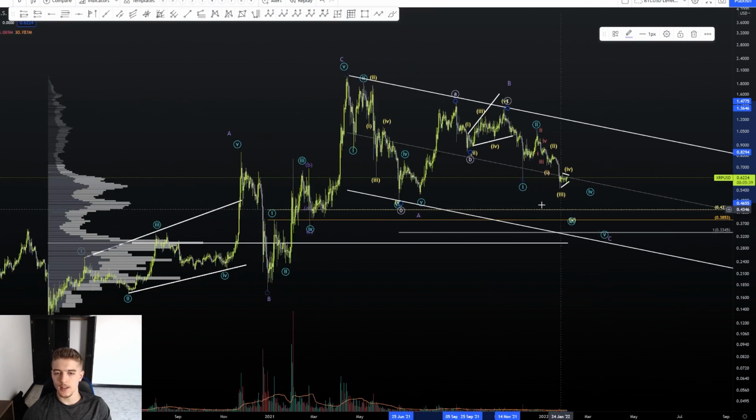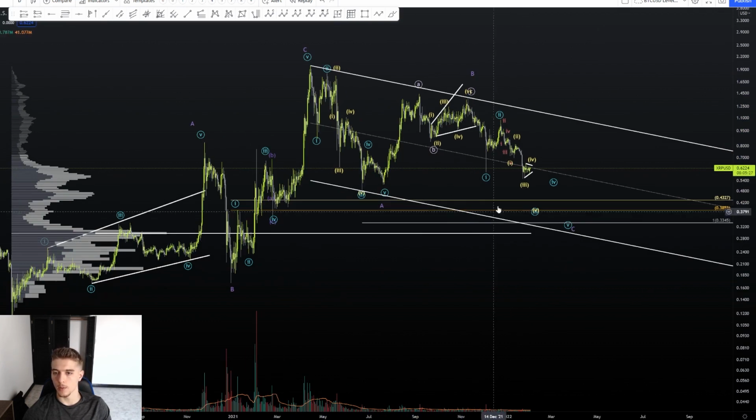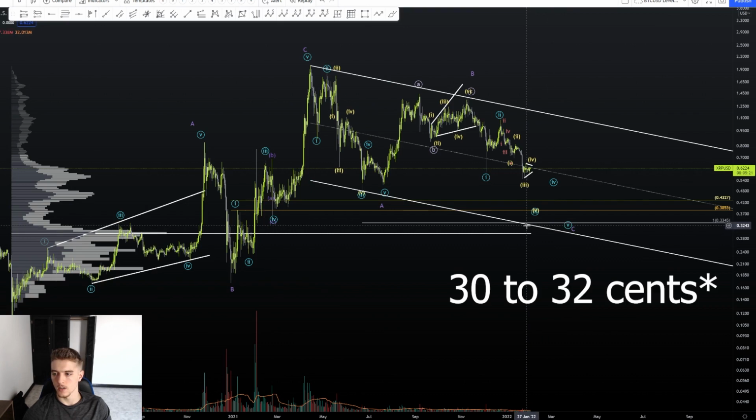And then another target is the bottom of this channel. So if this is all A, B, then we could be looking for the channel pulled from the top of wave A across wave B down to the bottom of wave A. And that would come in around, it depends when we bottom out. So, but it would come in around 30 cents, I would say.